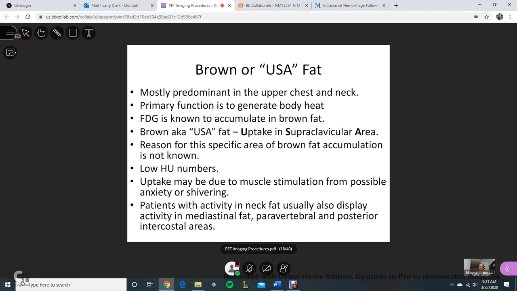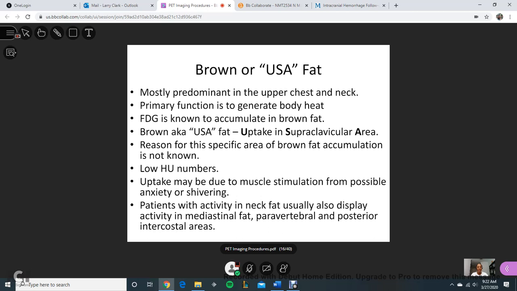Brown fat, also known as USA fat, is mostly predominant in the upper chest and the neck. Its primary function is to generate body heat. FDG is known to accumulate in brown fat, which shows uptake in the supraclavicular area. The reason for this specific area of brown fat accumulation is not known.